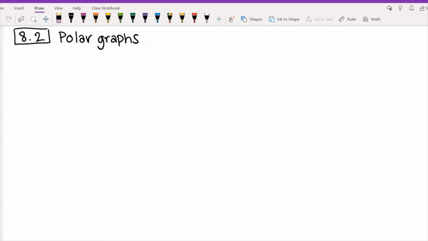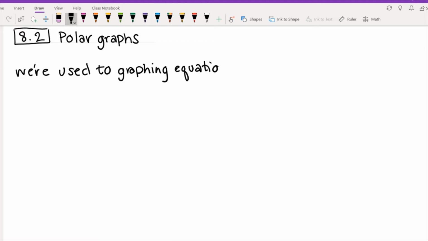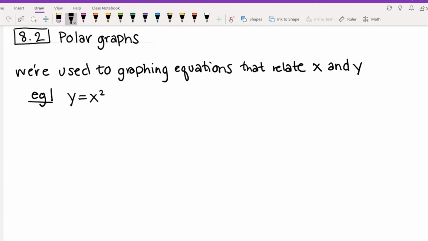Well, what we're used to graphing are equations that relate x and y, right? So we're used to graphing equations that give a relationship between x and y. An example of an equation that relates x and y would be something like y is equal to x squared. And when you go and graph that equation, you might just know off the top of your head what that graph looks like, right?